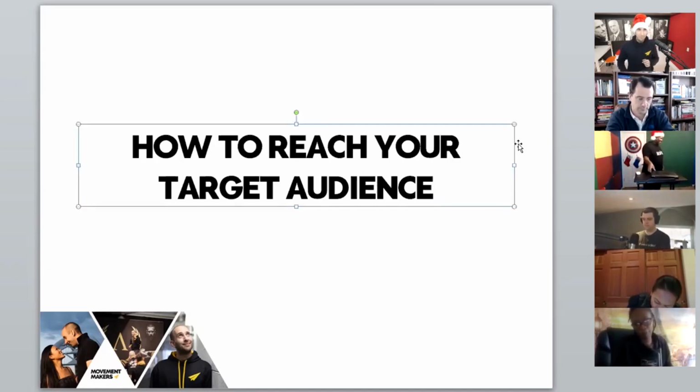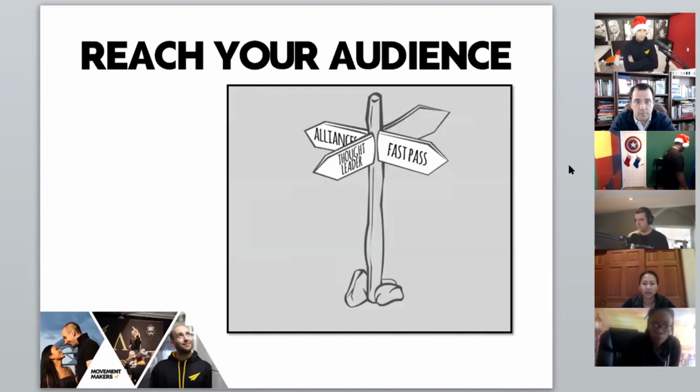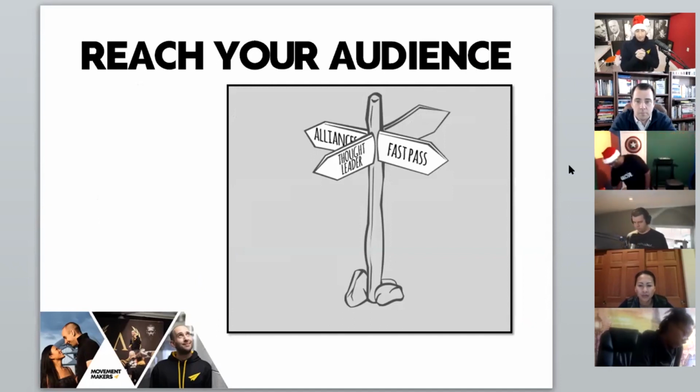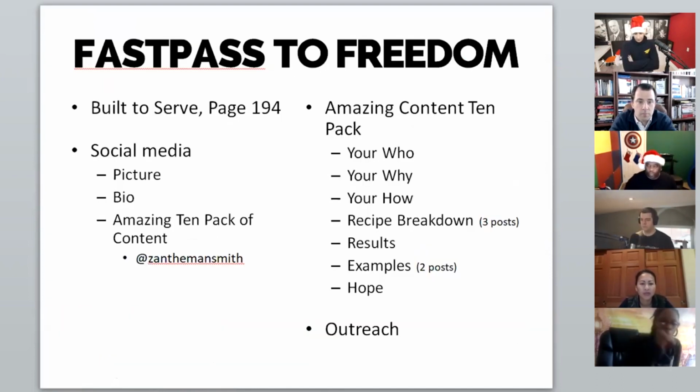All right. So how to reach your audience. In Built to Serve, I lay out 3 different paths to how to reach your audience. One is the fastest way, one is the medium way, and one is the longest way. And so fast to freedom, alliance partnerships, and becoming a thought leader. Fast to freedom is the fastest way. Alliances is kind of the medium term, and thought leader is the one that takes the most time and yields the biggest results. So I want you to play with the 3 of them so that you get some traction happening in your business.